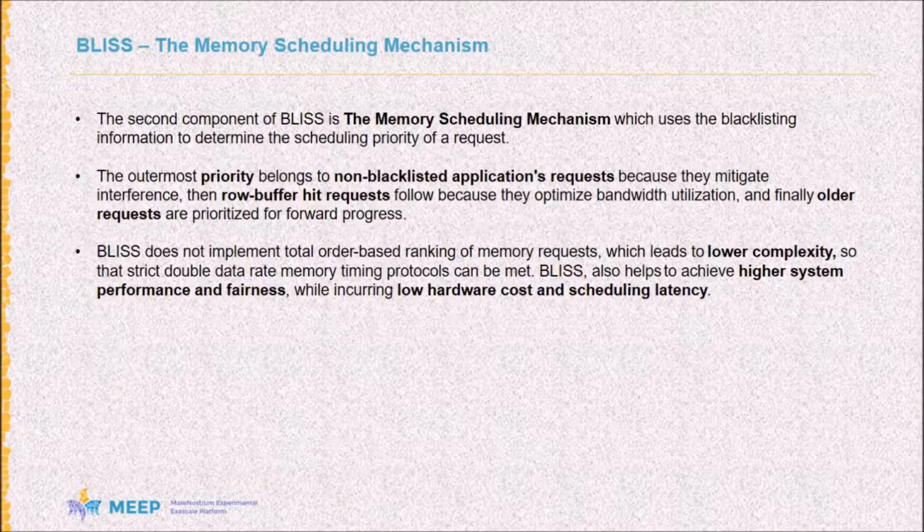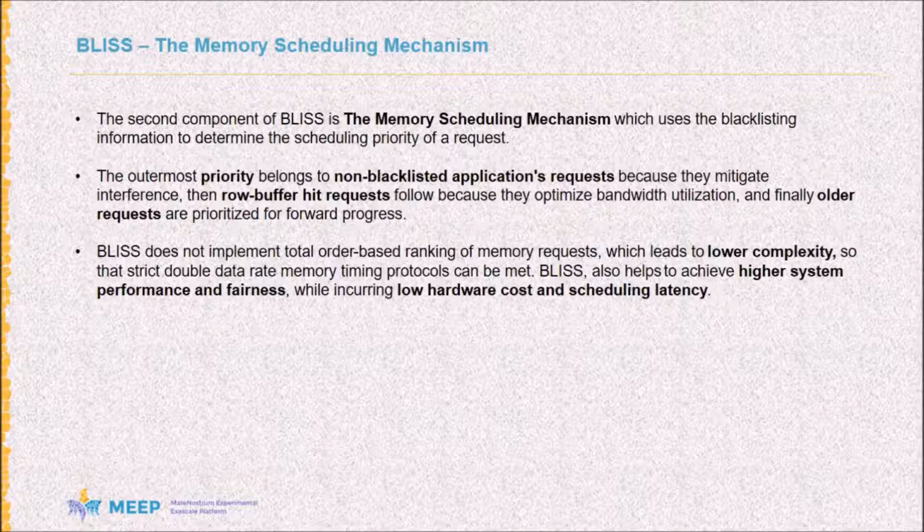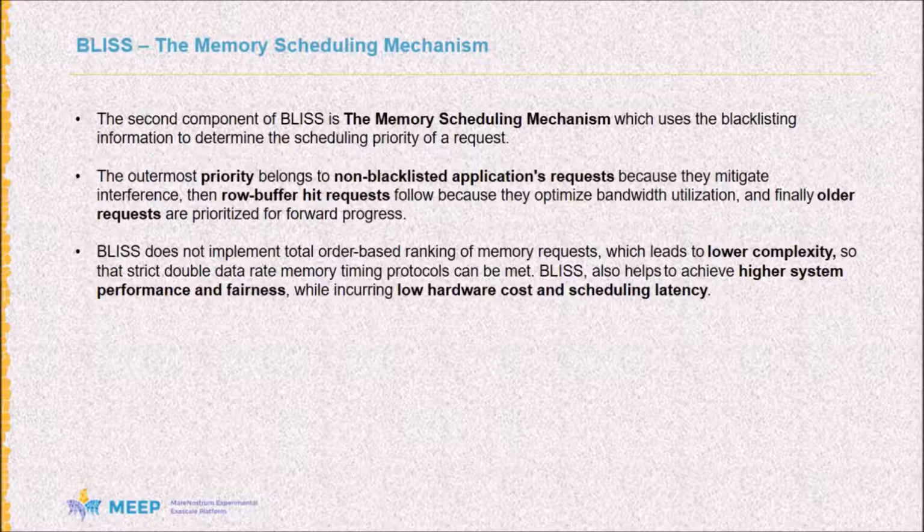BLISS does not implement total order-based ranking of memory requests, which leads to lower complexity, so that strict double data rate memory timing protocols can be met. BLISS also helps to achieve higher system performance and fairness, while incurring low hardware cost and scheduling latency.